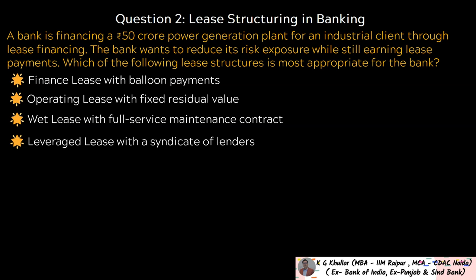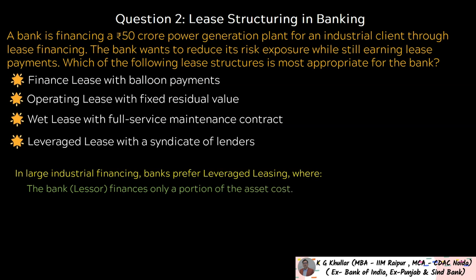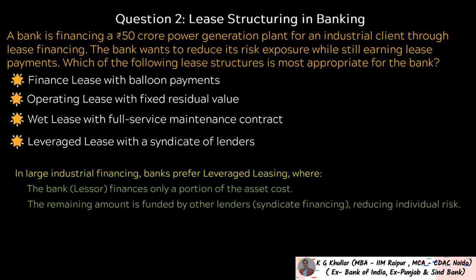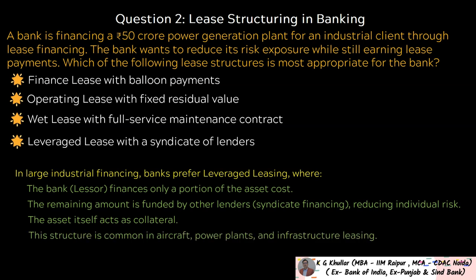Friends, in large industrial financing, banks prefer leveraged leasing, where the bank, which is basically a lessor, finances only a portion of the asset cost. Here, the remaining portion is funded by other lenders, which is generally known as syndicate financing, thereby reducing individual risk. Also note here, the asset itself acts as collateral. Now, this structure is very common in aircraft, power plant, and infrastructure leasing. Thus, the correct option for the given question is option D.